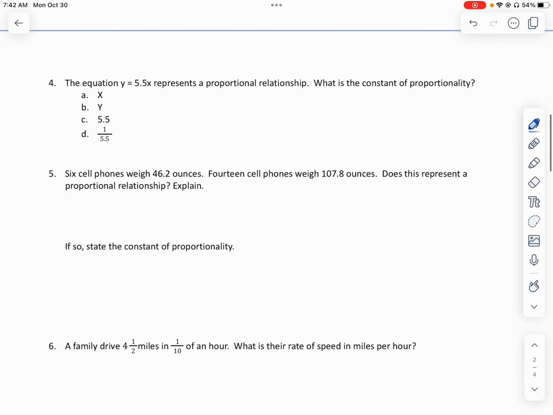The equation y equals 5.5x represents a proportional relationship. What is the constant of proportionality? Since it's y equals kx, the constant of proportionality is just 5.5.